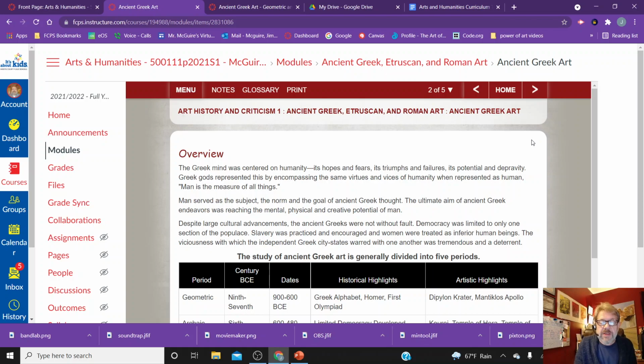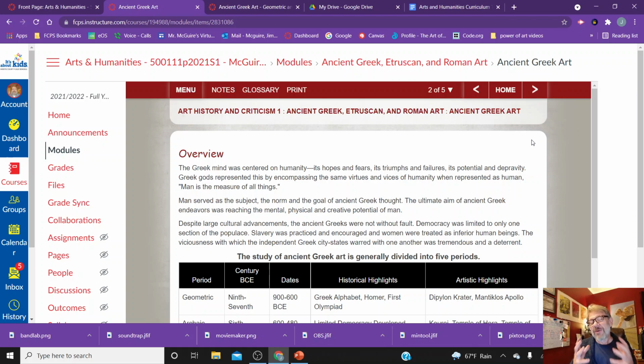The Greek mind was centered on humanity, its hopes and fears, its triumphs and failures, its potential and depravity. Greek gods represented this by encompassing the same virtues and vices of humanity when represented by human form. Man is the measure of all things. Man served as the subject, the norm, and the goal of ancient Greek thought. The ultimate aim of ancient Greek endeavors was reaching the mental, physical, and creative potential of man.